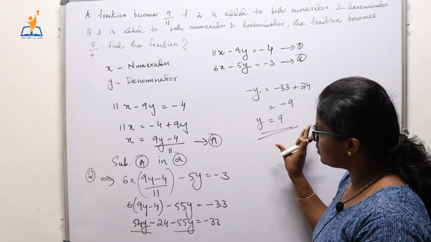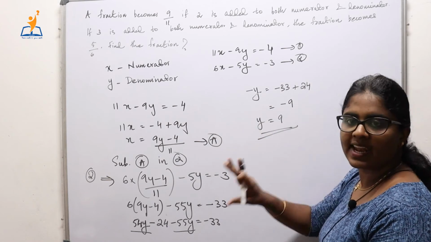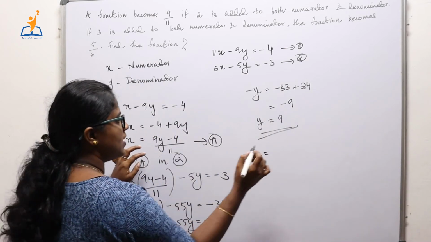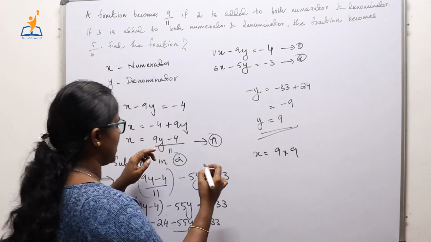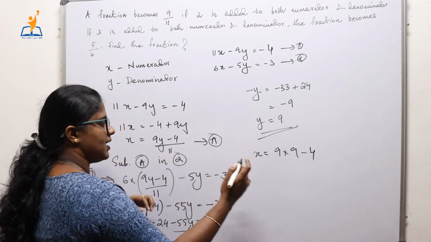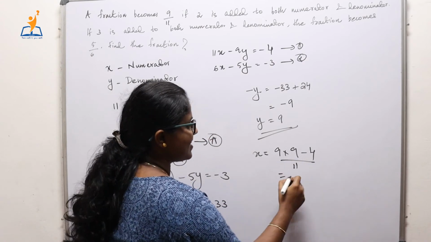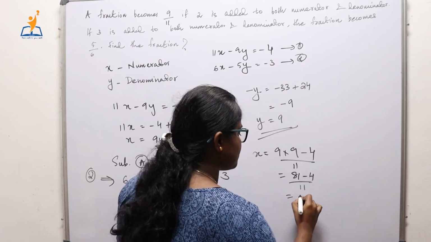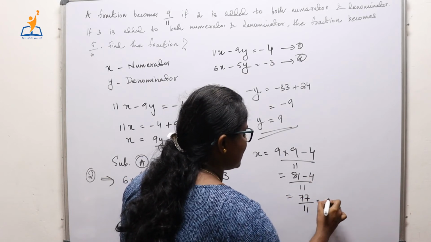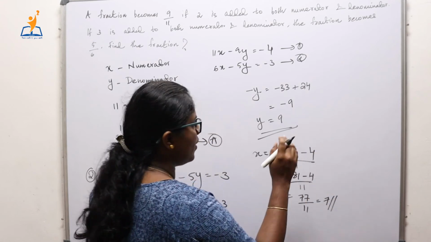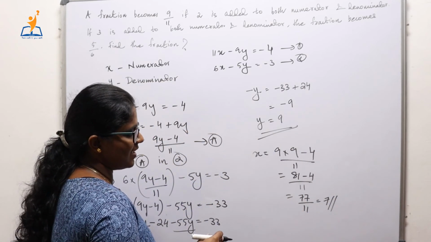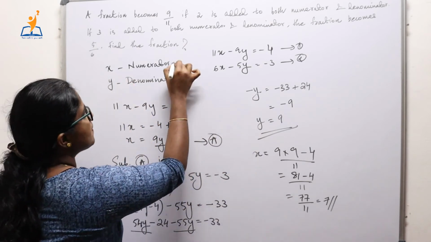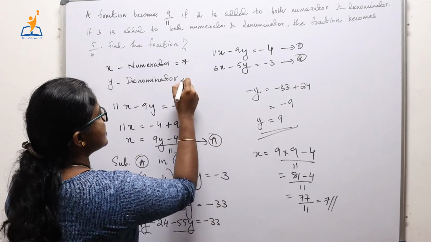Now we substitute this value of y in equation number A to get the value of x. So x is equal to 9 into 9 minus 4 divided by 11, that is 9 nines are 81 minus 4, which is 77, and 77 by 11 is 7. So we got x is equal to 7 and y is equal to 9. So the numerator is 7 and the denominator is 9.